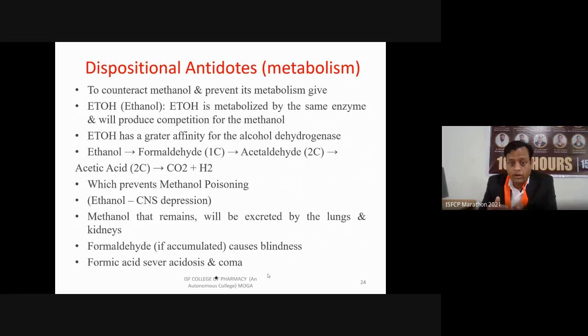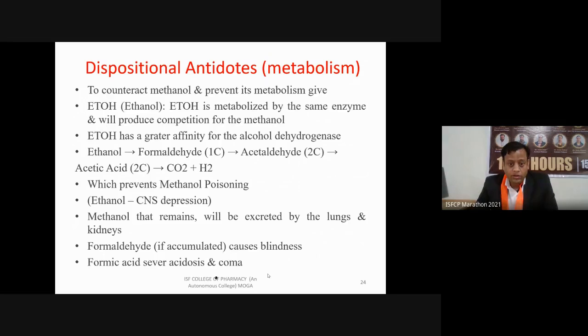If we replace methanol by ethanol, then ethanol finally gives CO2 and H2O, and in this way we can reduce methanol poisoning in our body. Ethanol sometimes produces CNS depression. Methanol, if it remains in our body, will be excreted by the lungs and kidney.